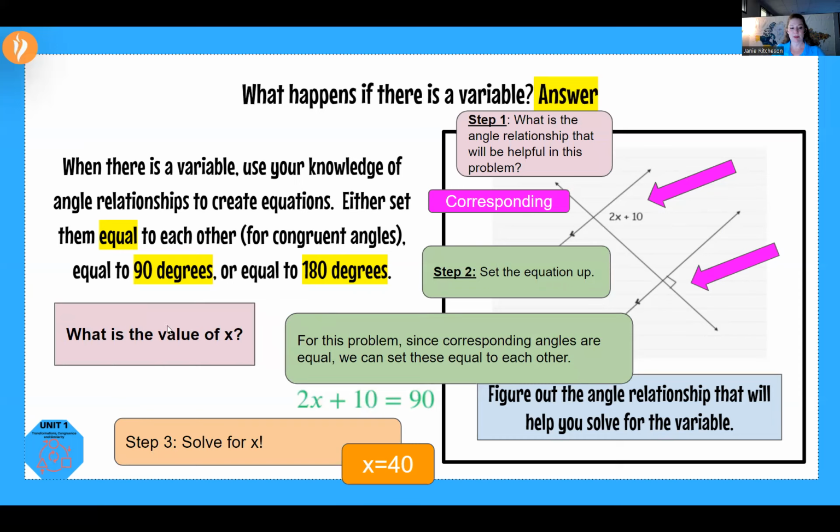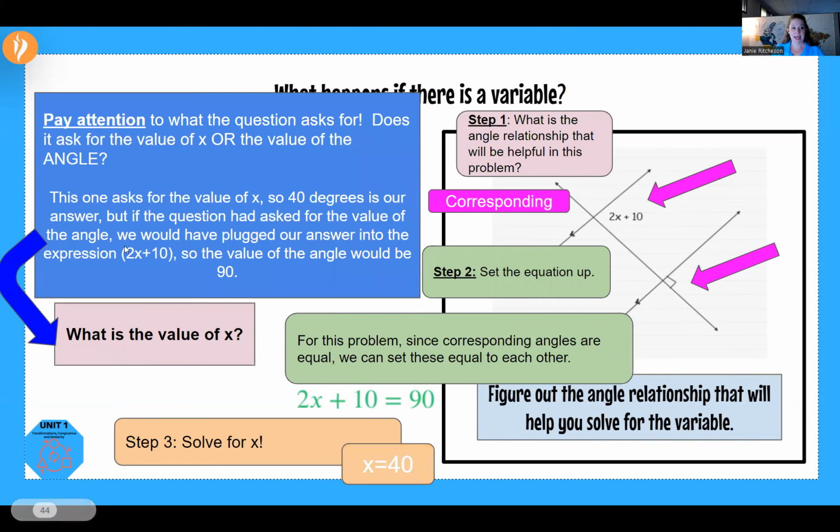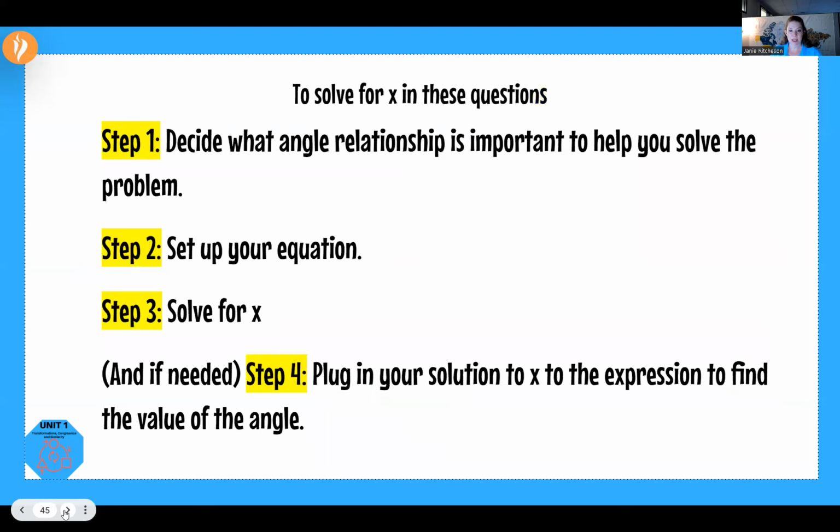And that's what it's asking me right here. What is the value of x? We already know this angle is 90 degrees, but the value of x is 40. And that's what it's telling us, to be careful. Make sure you pay attention to the question that's being asked. All right, so these are the steps in setting up your equations.